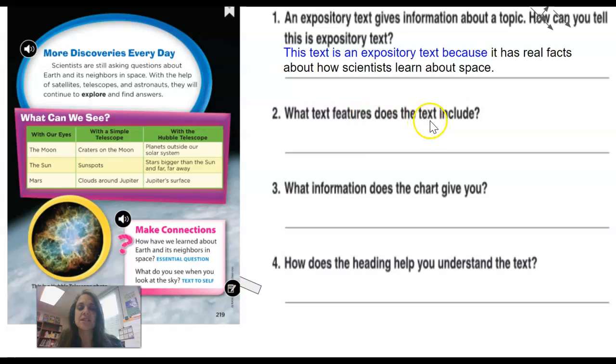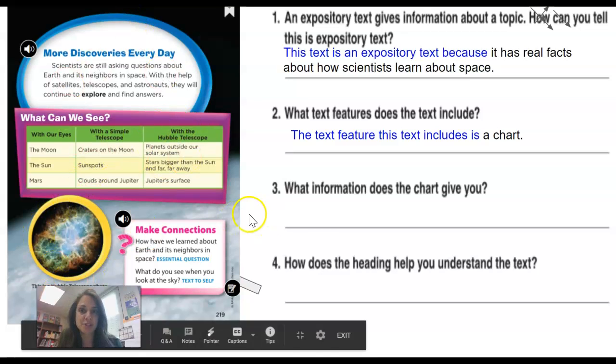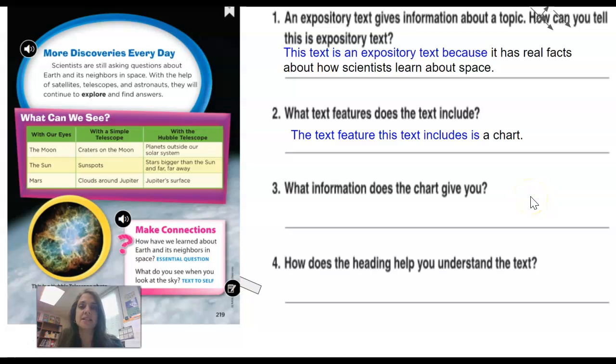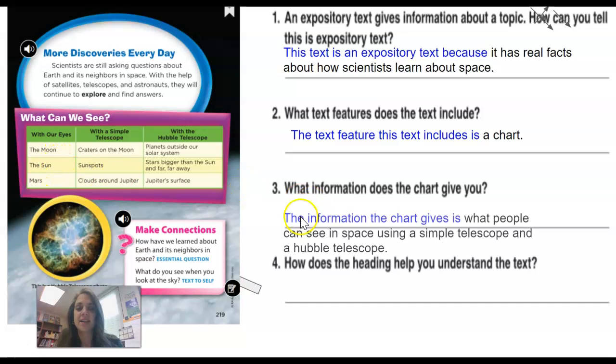What text features does the text include? Again, we're going to restate. So we're going to cross off what? The text feature this text includes is a chart. It also includes a heading. So if you either write heading or chart or photograph with a caption, all of those are in this expository text. What information does the chart give you? Well, I look at the chart, I read the title, I read the headings, and then I read the information underneath each heading. The information the chart gives is what people can see in space using a simple telescope and a Hubble telescope. See how that's right in our headings on the chart?